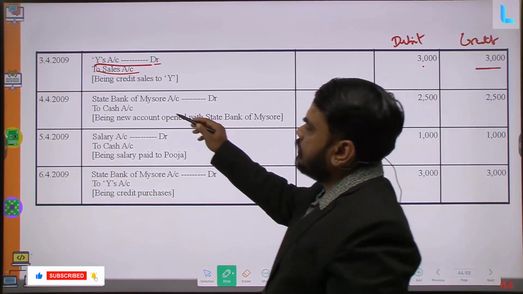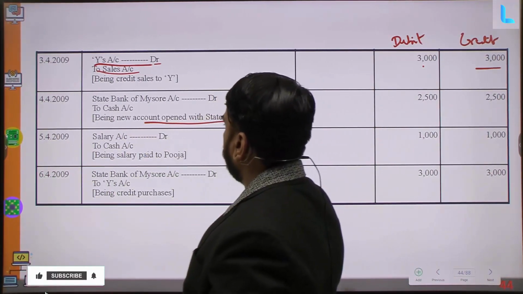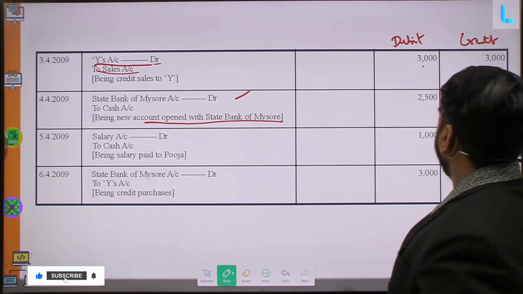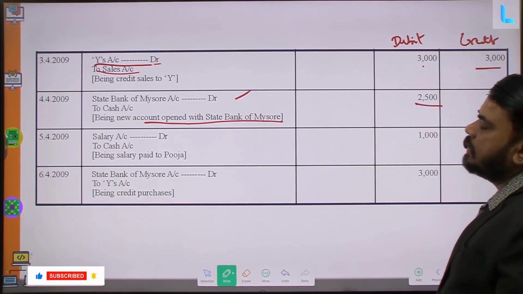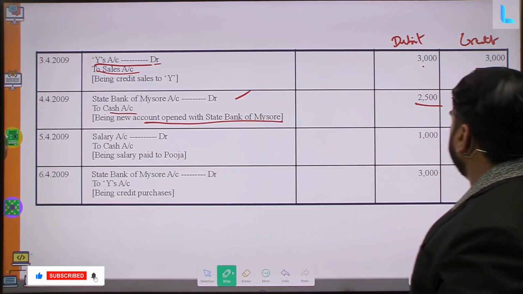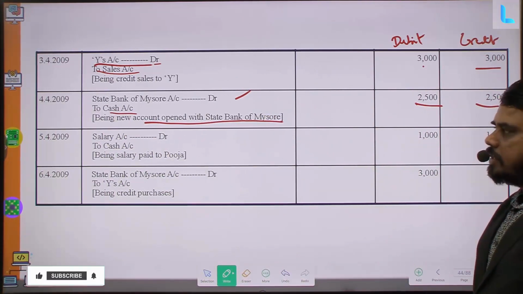So similarly, you can notice here, we are opening one new bank account with State Bank of Mysore here. So first we are debiting it with the amount 2,500, and where are we taking that money? We have to credit, that is nothing but the cash account. You can notice here we are crediting 2,500.